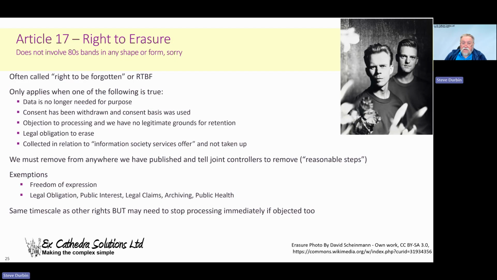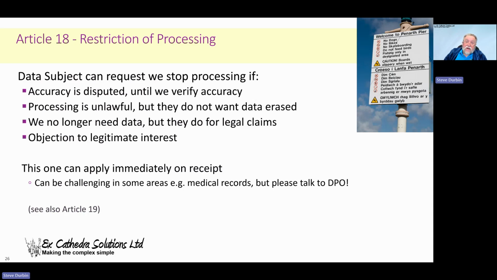Let's move on to Article 18. Well, this is restricted processing. They can request that we stop processing if the accuracy is disputed, until we verify accuracy; if they believe the processing is unlawful but they don't want the data erased; if we no longer need the data but they do, because they have a legal claim; or if they object to our legitimate interest. Now, this can be really, really challenging in some areas, okay?